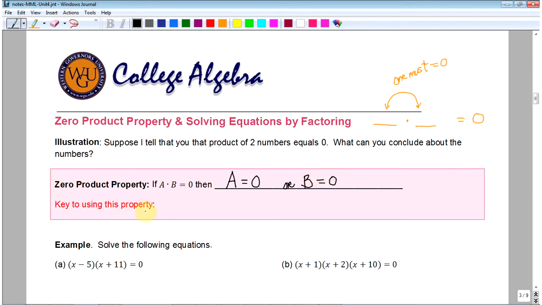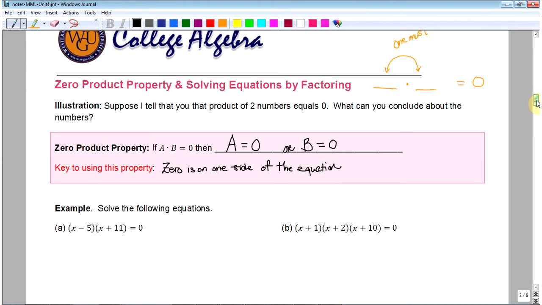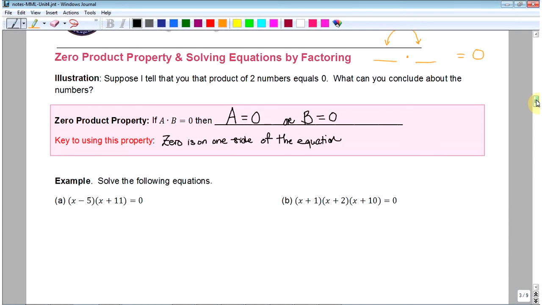Okay, so the key to using this property is that you have to have a product and that 0 should be on one side of the equation. Otherwise, this doesn't make sense. So let's see how we can apply the zero product property to solve polynomial equations using factoring.